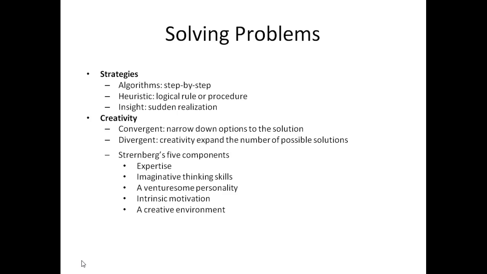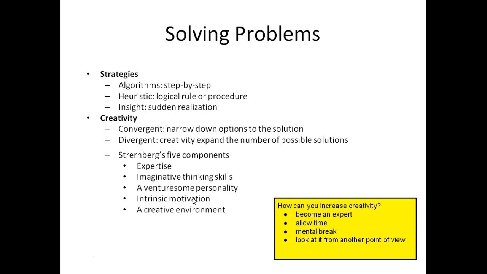A researcher by the name of Sternberg came up with 5 components of creativity. First would be expertise in an area allows you to become more creative. Second is imaginative thinking skills, so if you're imaginative. The third is a venturesome personality. Fourth is intrinsic motivation, so it just means that you're internally motivated to find another solution. And the last part is that you are in a creative environment.